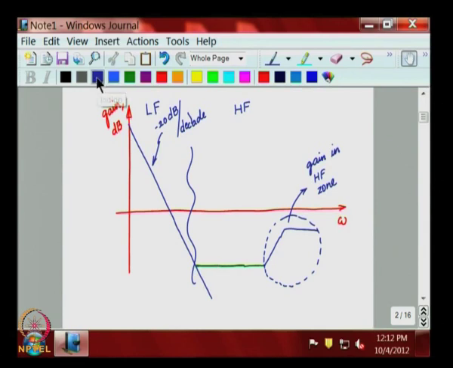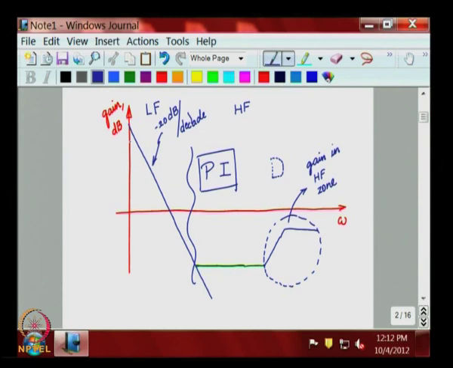So, for most of the cases, just the P and I portions are sufficient. The D portion you can use only if necessary, and that can come in at a later stage of the design.